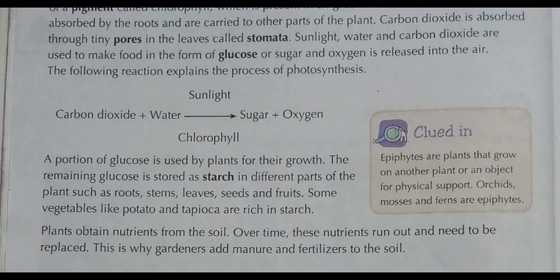Now, a portion of glucose is used by plants for their growth. The remaining glucose is stored as starch in different parts of the plant, such as roots, stems, leaves, seeds, and fruits. Some vegetables like potato and tapioca are rich in starch. Plants obtain nutrients from the soil. Over time, these nutrients run out and need to be replaced. This is why gardeners add manure and fertilizer to the soil.